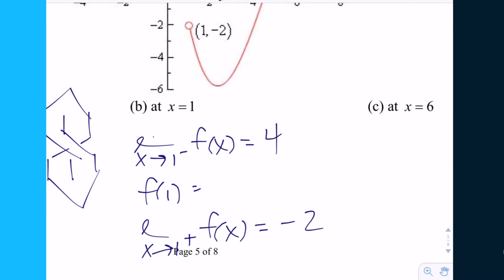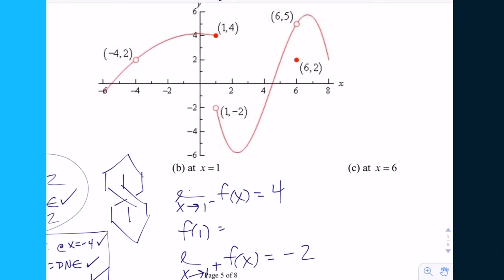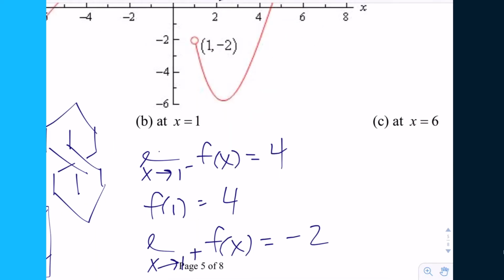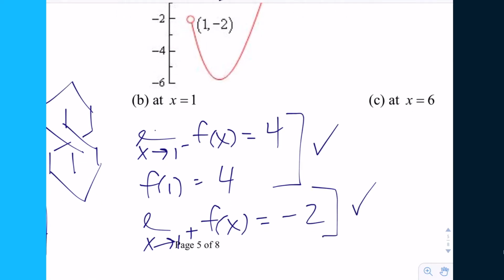Technically, do we need to even find f of 1? No, we don't have to. But notice that f of 1 is also the same as the left-sided limit. So you could say 4. I don't care if you find all three. Again, that's being thorough. But here's how I would award the checks. I would give you one check for finding either one of those, or both, just one check. And then, of course, one check for finding that.